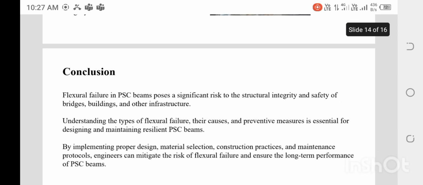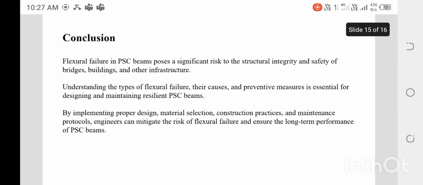Conclusion. Flexural failure in beams poses a significant risk to the structural integrity and safety of bridges, buildings, and infrastructure. Understanding the types of flexural failure, their causes, and the preventive measures is essential in maintaining resilient PSC beams. By implementing proper design, material selection, construction practice, and maintenance protocols, engineers can mitigate the risk of failures and ensure the performance of PSC beams.